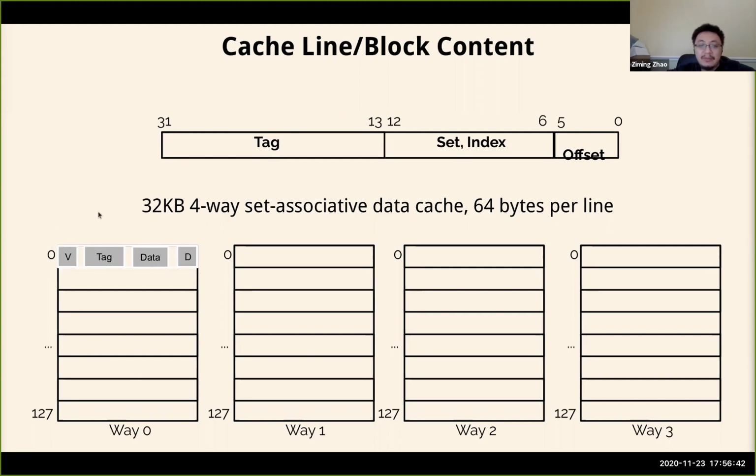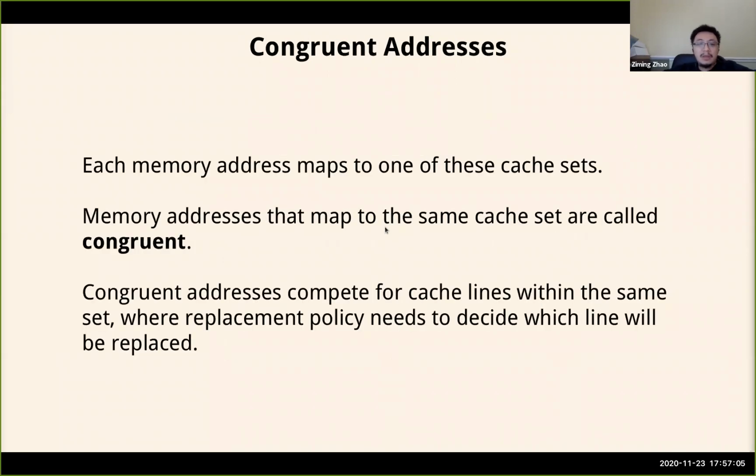So that is the n-way set associative cache. Several terms you need to remember. One is way, another is set. Usually I draw ways as columns and sets as rows. And the cache line size for the CPUs we are using is always 64 bytes. Another concept is congruent addresses.